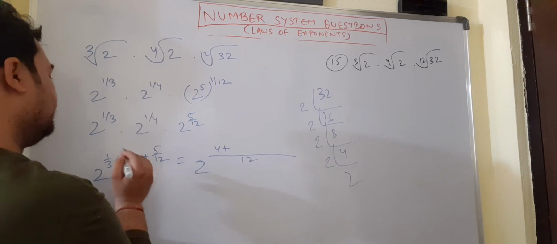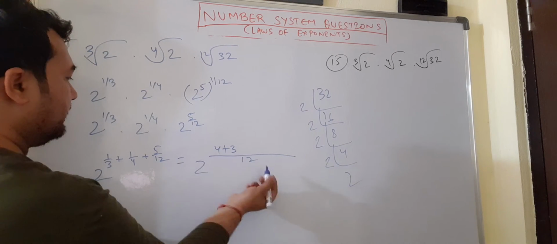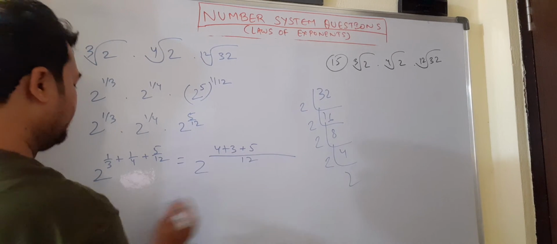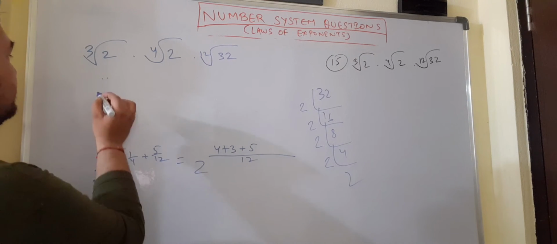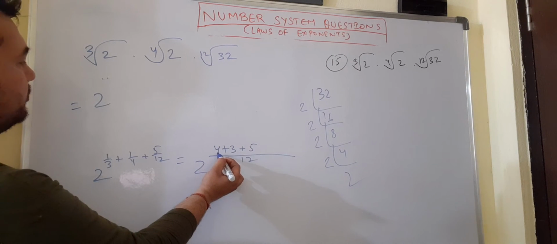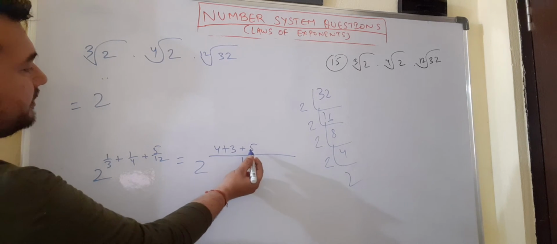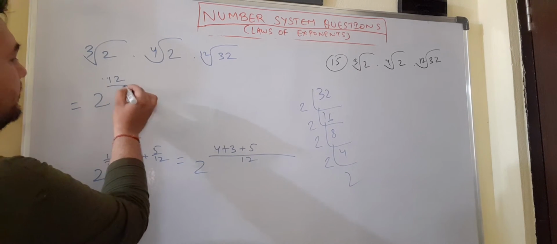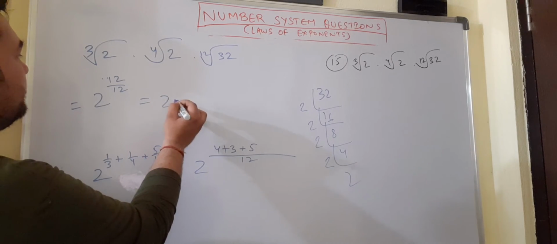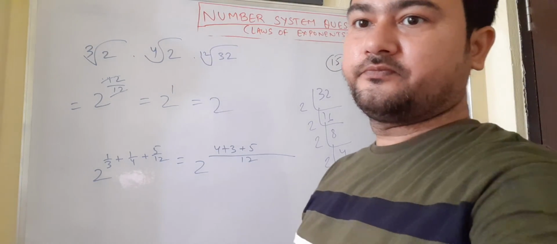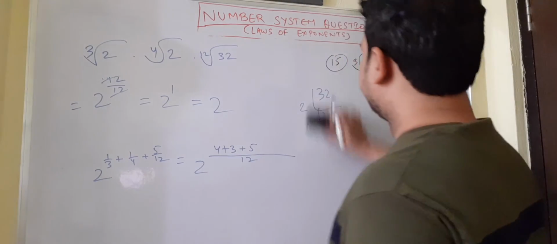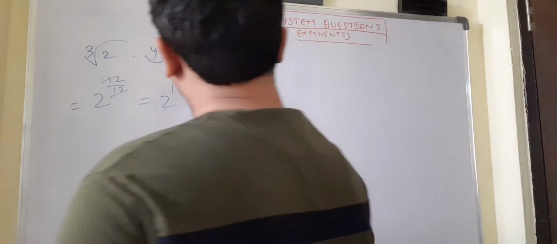4 3 ja and 3 1 ja. 12 1 ja and 1 5 ja. So how much is it? 2 to the power 4 plus 3, 7 plus 5, 12 by 12. 12 by 12 is 1, is 2. Isn't it? This way question number 15 is also done. Next question, question number 16.